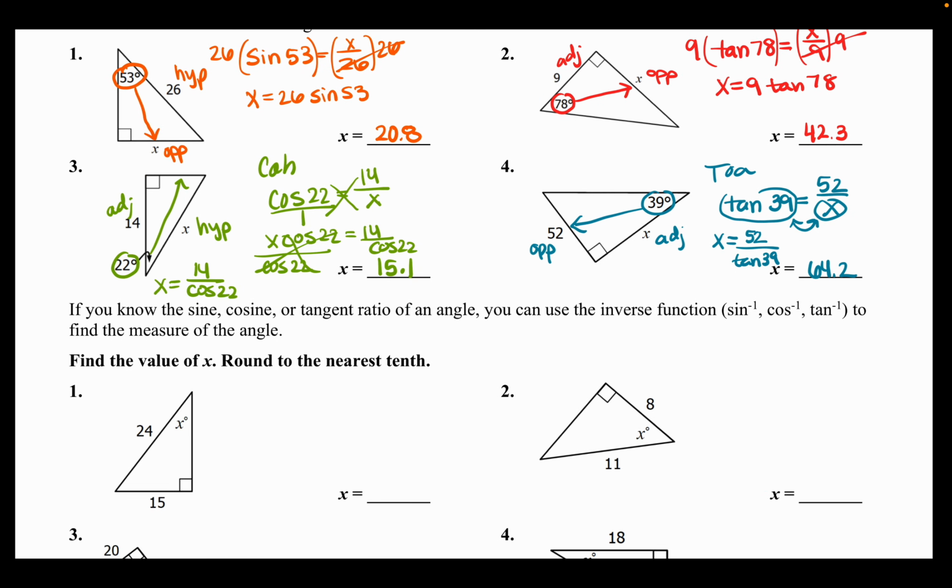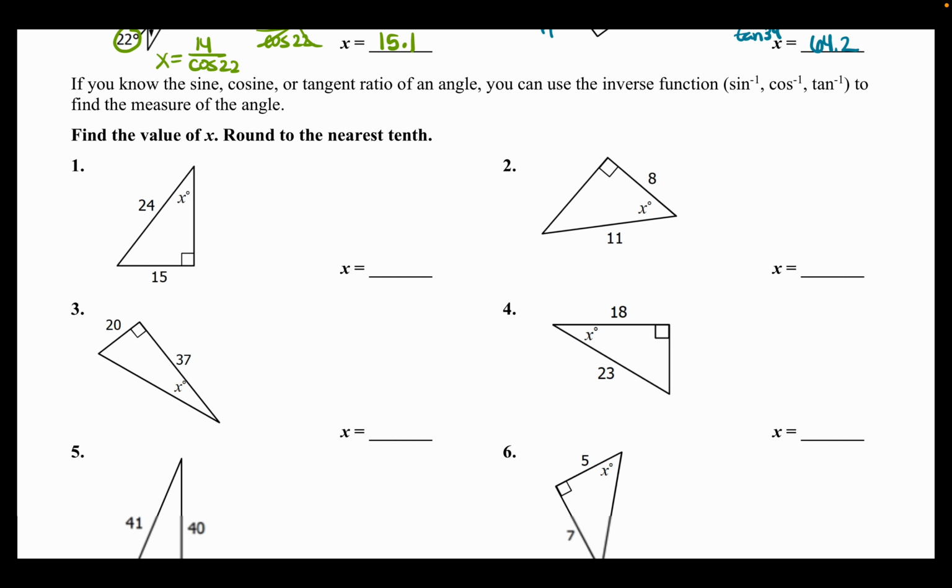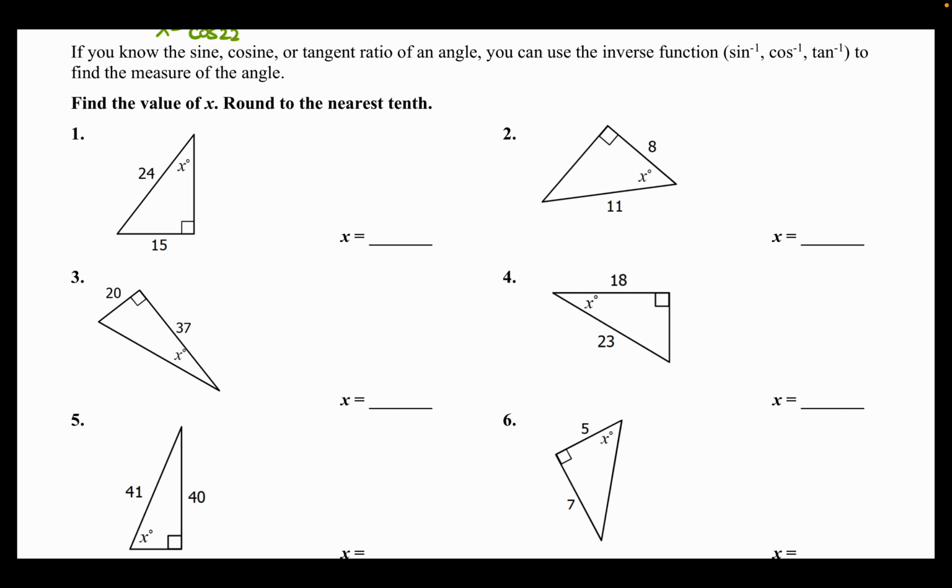So that was just our prior knowledge check, kind of a refresher on finding missing side lengths. Now we are going to find the missing angle measures. So if you know the sine, cosine, or tangent ratio of an angle, you can use the inverse function to find the measure of that angle.